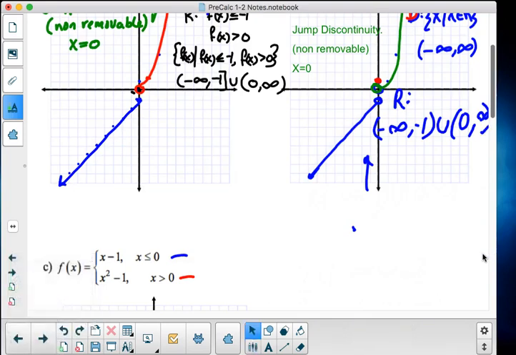Are you okay with where I'm getting my domain, where I'm getting my range, and how I'm graphing these functions in the interval that I'm given, okay? And these are called piecewise functions because pieces of different functions are combining together to be one.